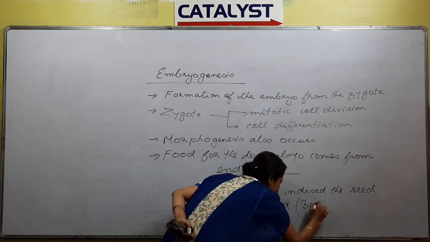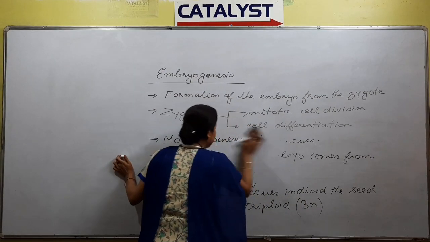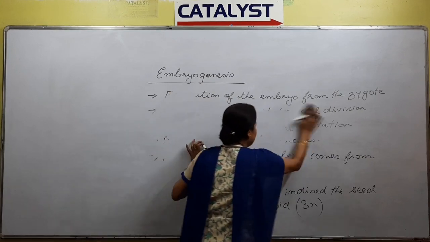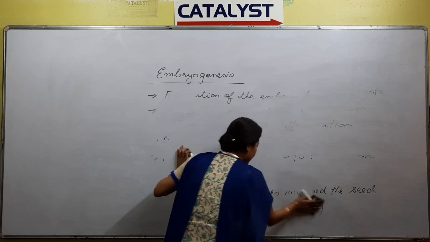Triploid, or is it triple, no? Yeah. And how is the endosperm formed, or where is the endosperm formed? Who helps in the formation of endosperm?